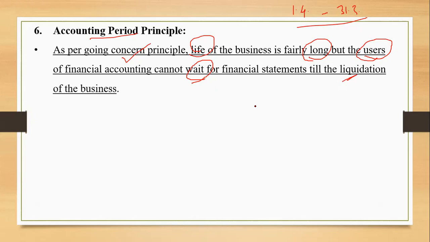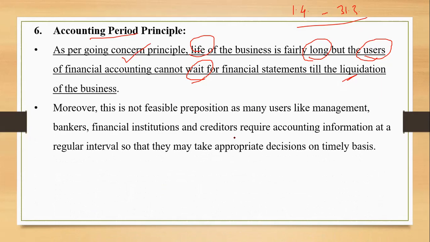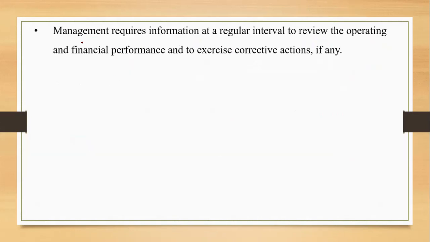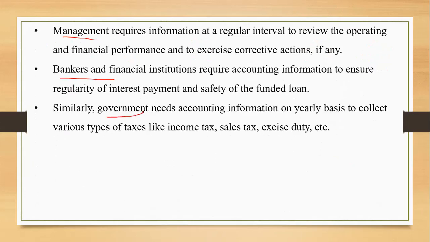So the point is, because there is a difference between the accounting policy and the actual picture, users cannot wait for the firm to get liquidated, right? And for that purpose, they need to have the information on a regular basis, right? You have various users with their various objectives. We talk about management, the bankers, the financial institutions, the creditors. Each and every user has their own objective, so that they may take the appropriate decisions on a timely basis. You have management and their objective, bankers and their objective, government and their objective, to fulfill the need of their objective.